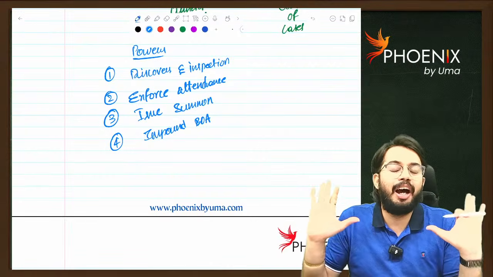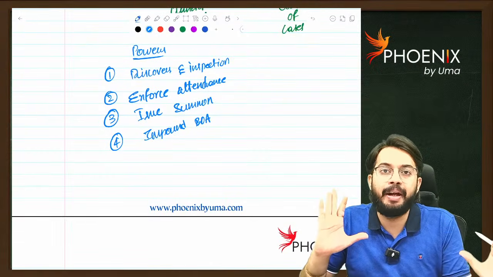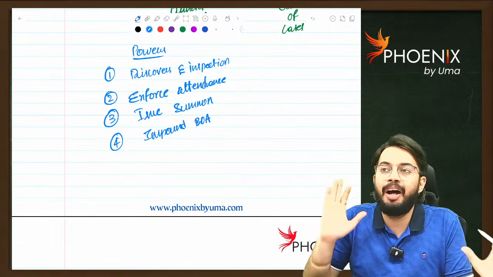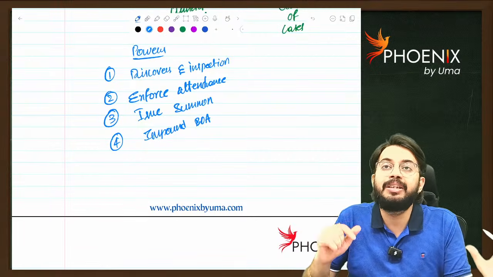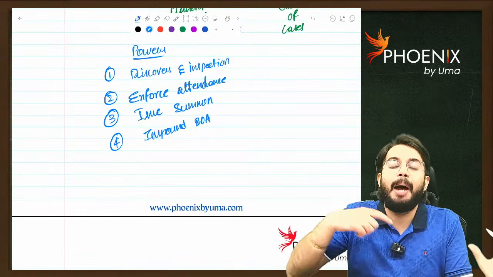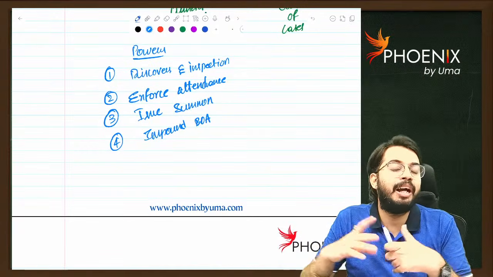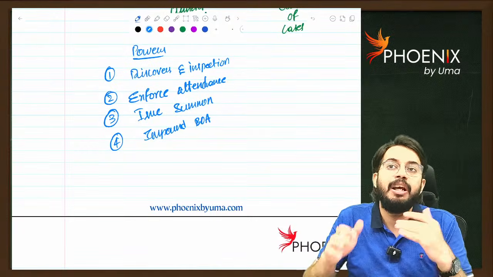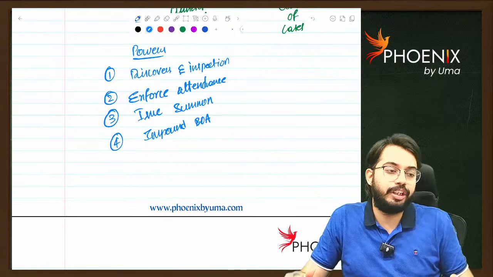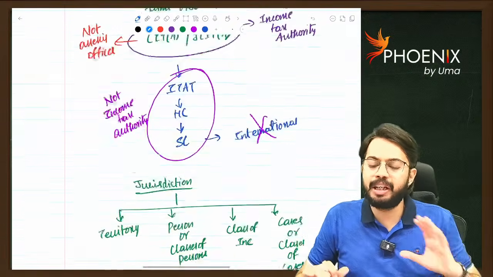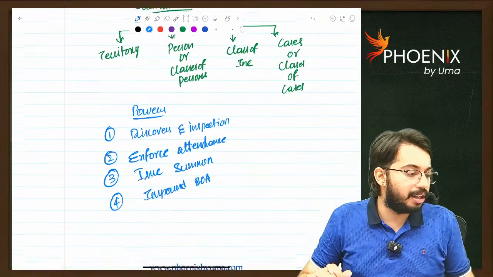I am an income tax officer in Amirpet. If my boss comes to know I am taking bribes in Amirpet, the boss can immediately shift me from Amirpet jurisdiction to Malkajgiri jurisdiction. So bosses have the power to shift assessing officers from one jurisdiction to another. This is the concept relating to income tax authority.